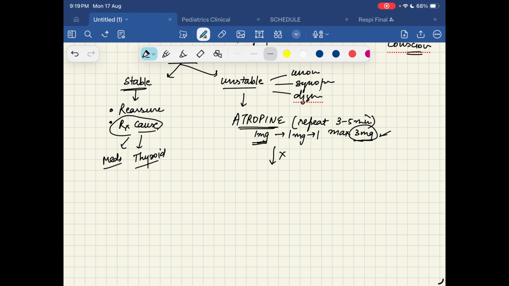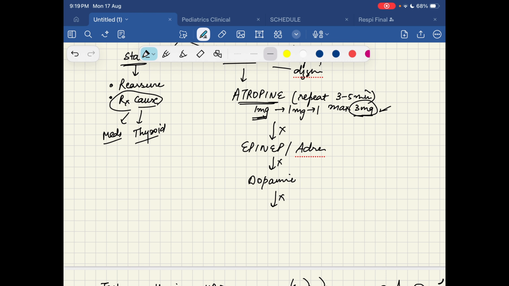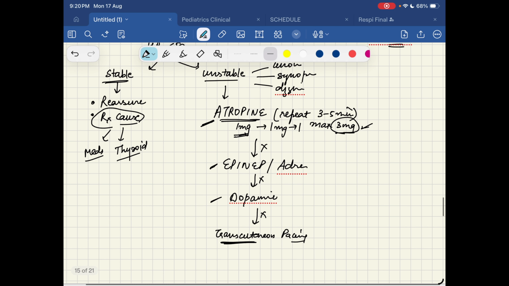See, if the patient is not improving, you use a stronger drug, that is epinephrine or adrenaline, one and the same thing. Still the patient is not improving, go for dopamine. Still the patient is not improving. See, you have tried so many drugs, atropine, epinephrine, dopamine, and nothing is helping. You should immediately go for a procedure called transcutaneous pacing. You put a pacer directly through the skin. That is called transcutaneous pacing. We are doing it transcutaneously because it is quick and we need it. And after that, we are going to put a permanent pacemaker.